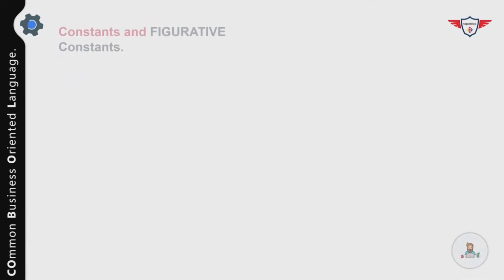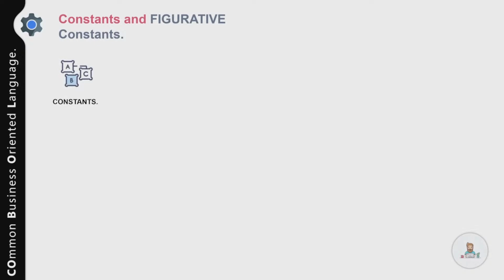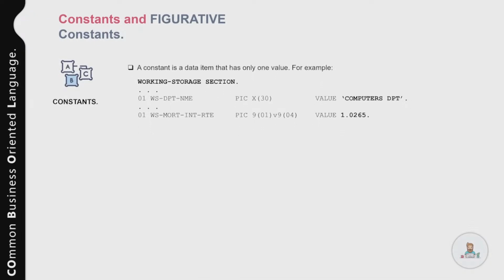Now let's talk about constant and figurative constant in COBOL and try to understand what is the basic difference between these two different categories of constant. So let's talk about constant first. A constant is a data item that has only one value throughout the execution of the program. In the following example, I've defined two different variables that I'll be treating as constants. The first variable is department name and the second variable is mortgage interest rate.